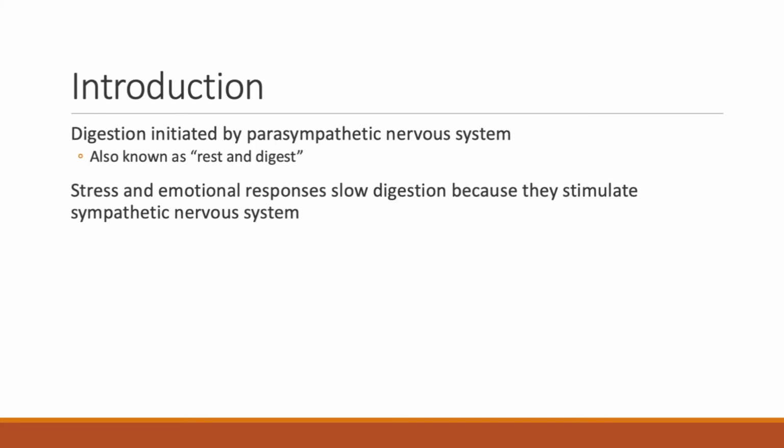Digestion is initiated by the parasympathetic nervous system. It's also known as rest and digest. Remember, the other is the sympathetic nervous system, and it is fight or flight. The parasympathetic is rest and digest. Stress and emotion responses slow the digestion because they stimulate the sympathetic nervous system, and that overrides the parasympathetic nervous system.